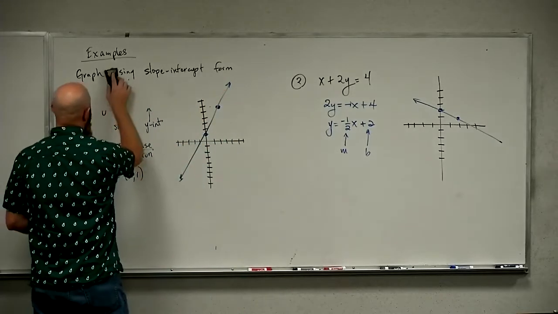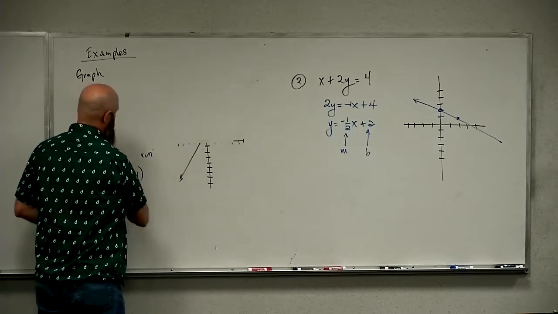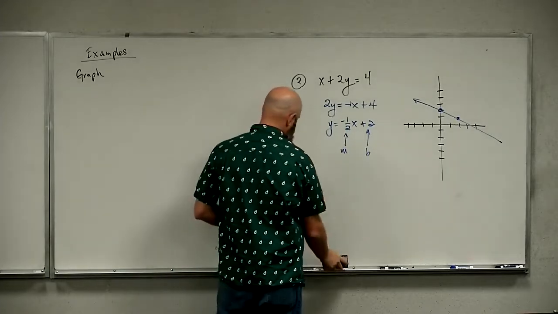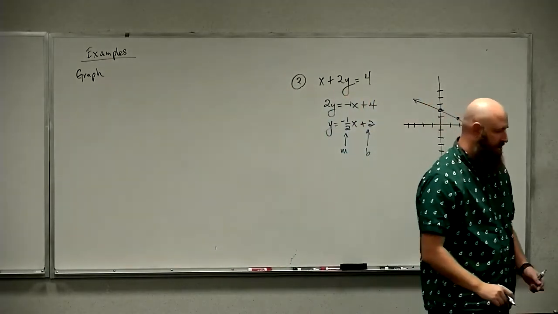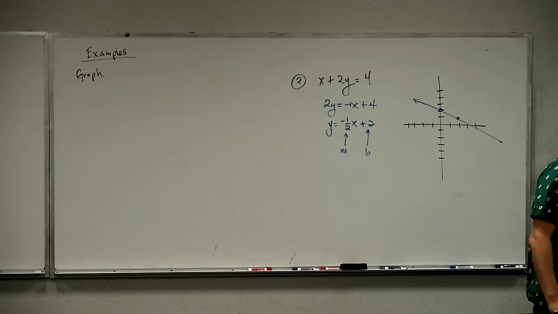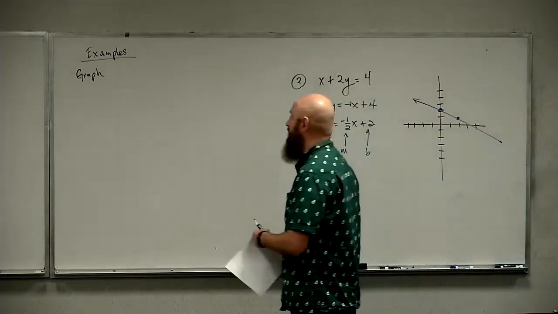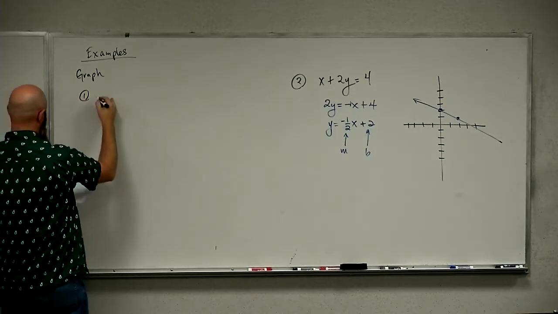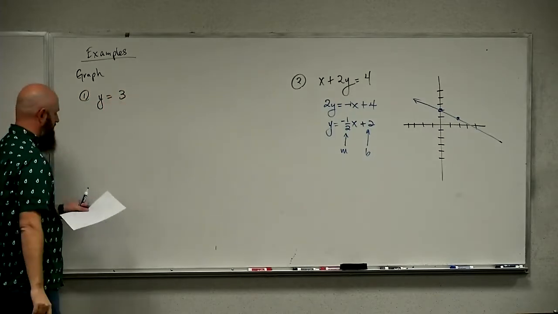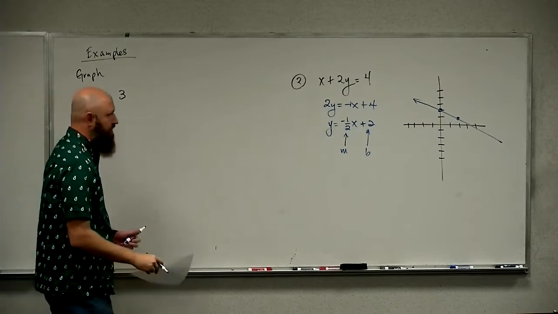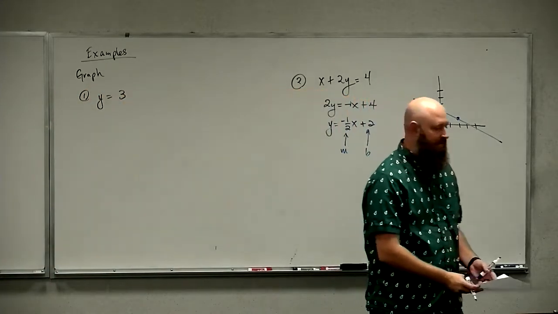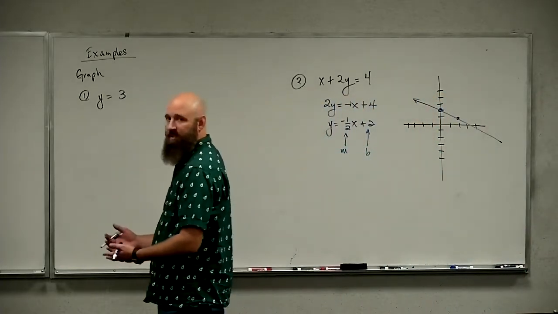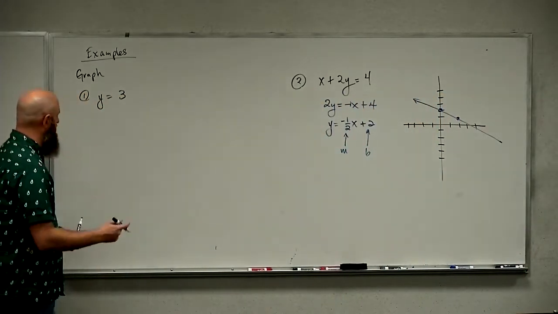All right, so let's look at a couple of others. These are just going to say graphs. We can use any method we want. We can use a table. We can use slope-intercept, intercepts, or just what we know about them, which is what we're actually going to see we have to use here. Simply knowing some things. So our first one says y equals 3. Okay, y equals 3. So here I do not have an x value, but we do have y by itself. Since y is by itself, we can think about some things.